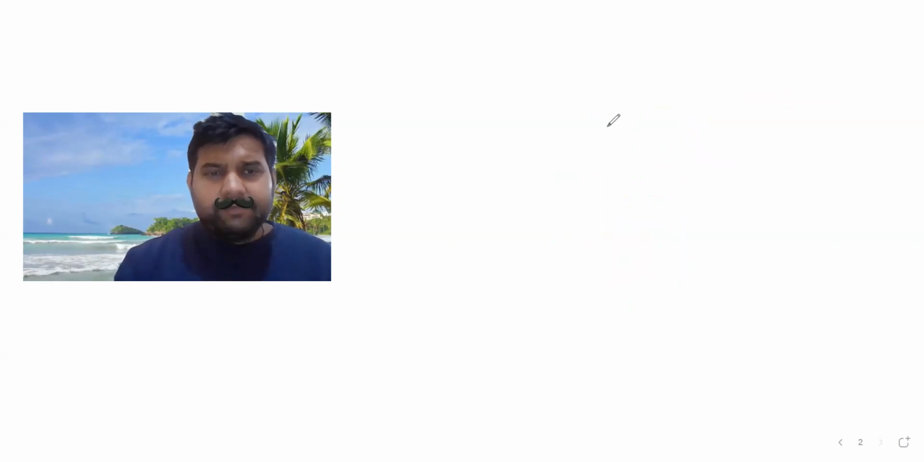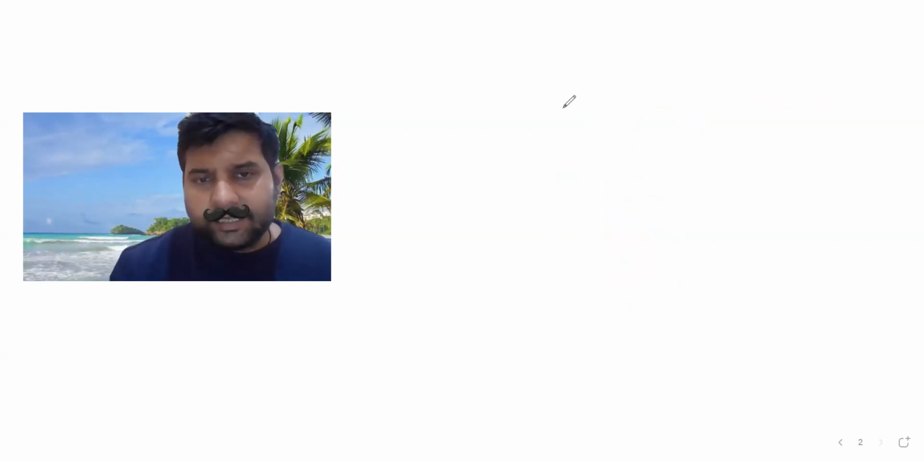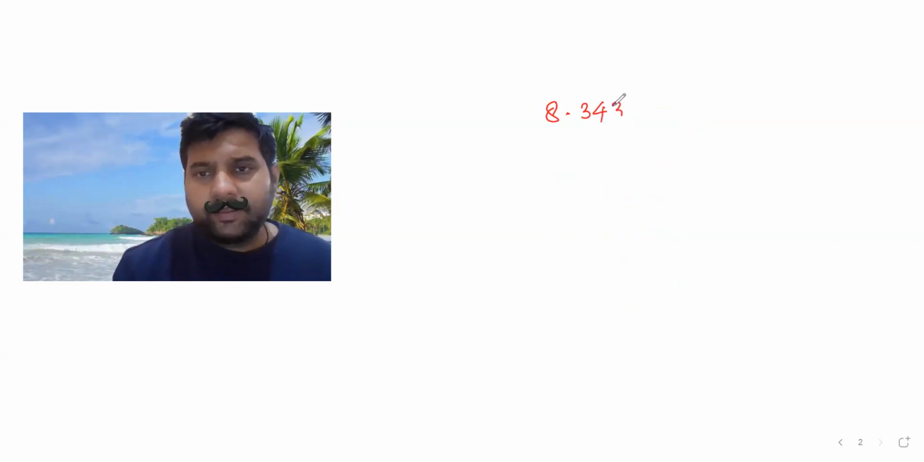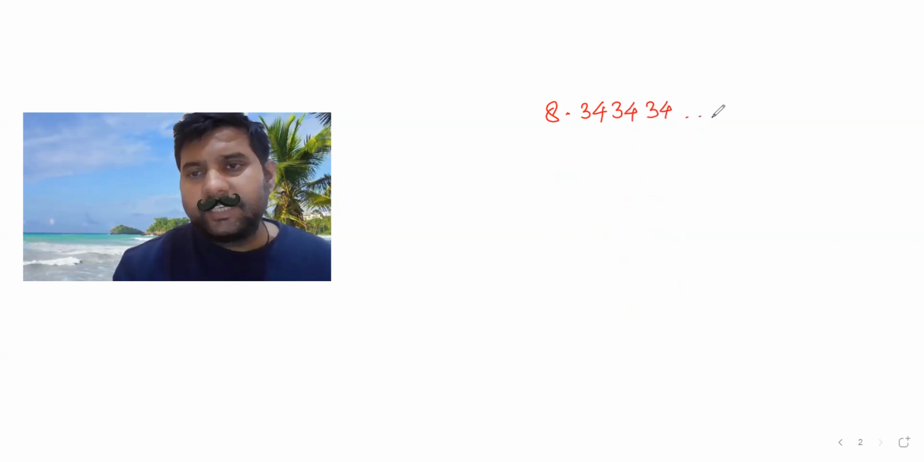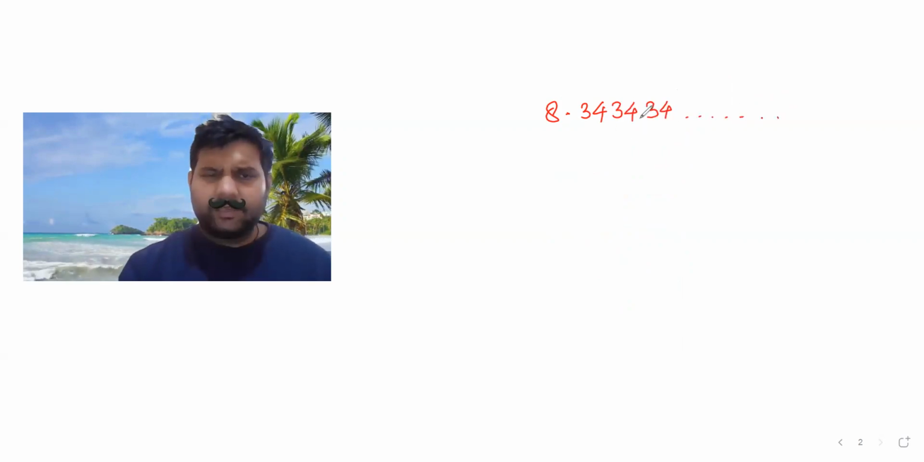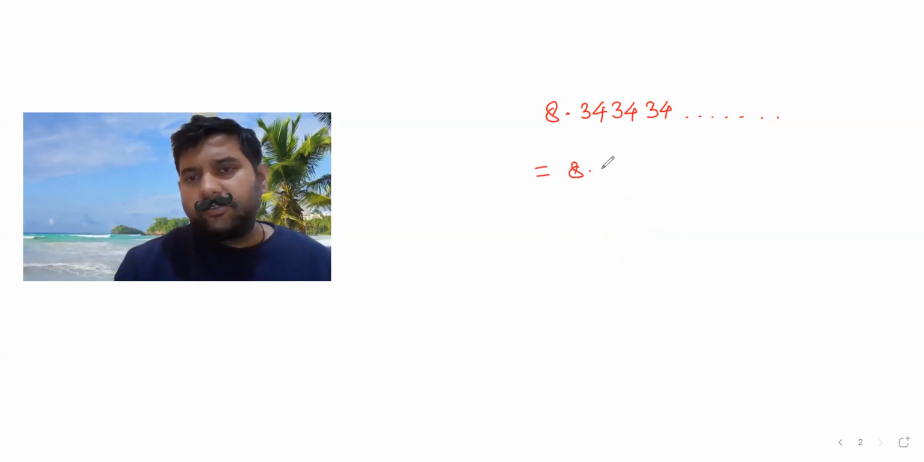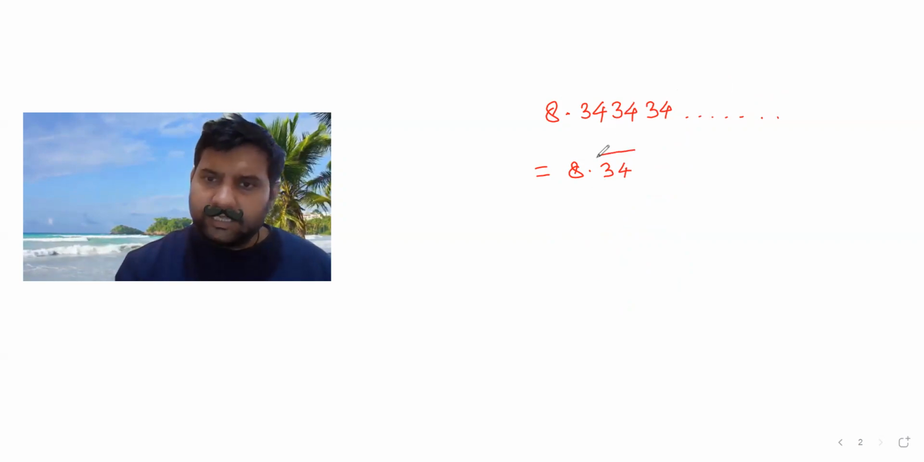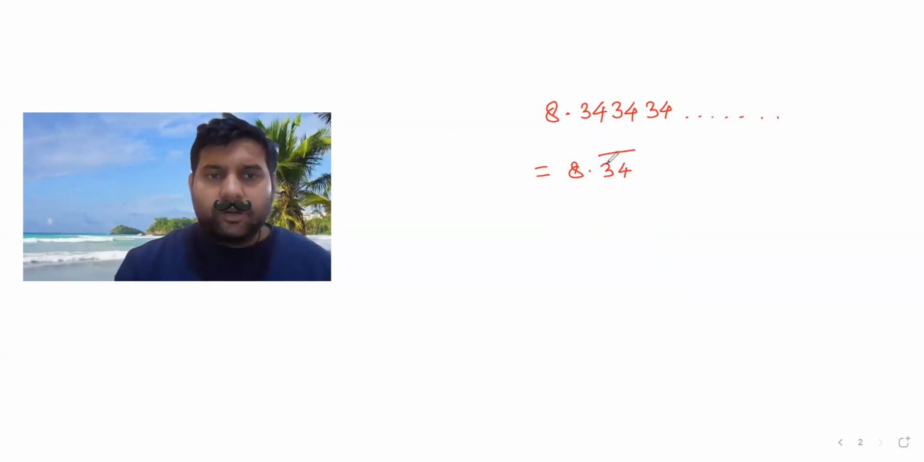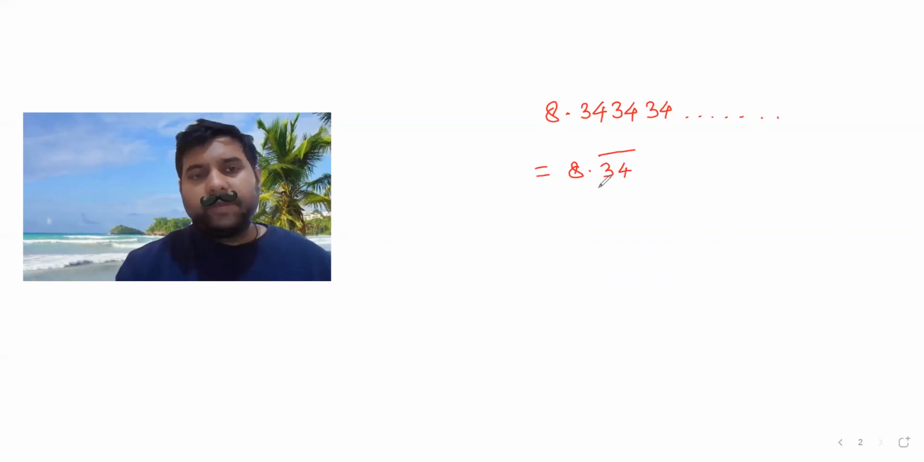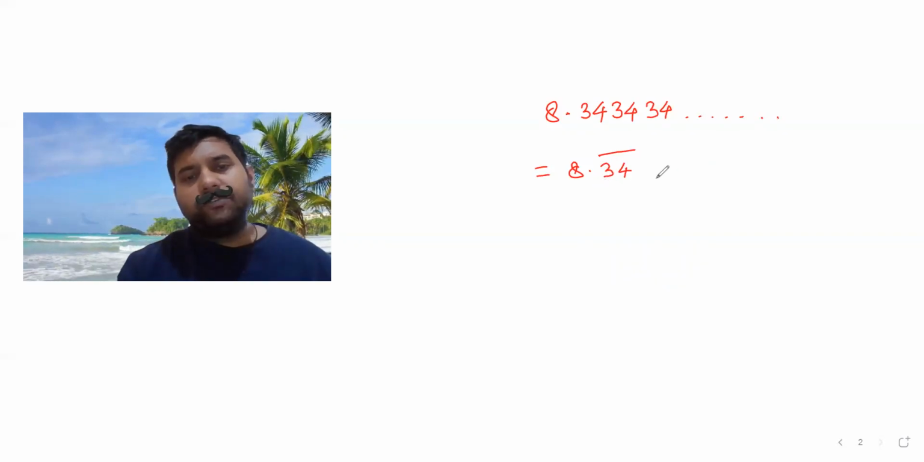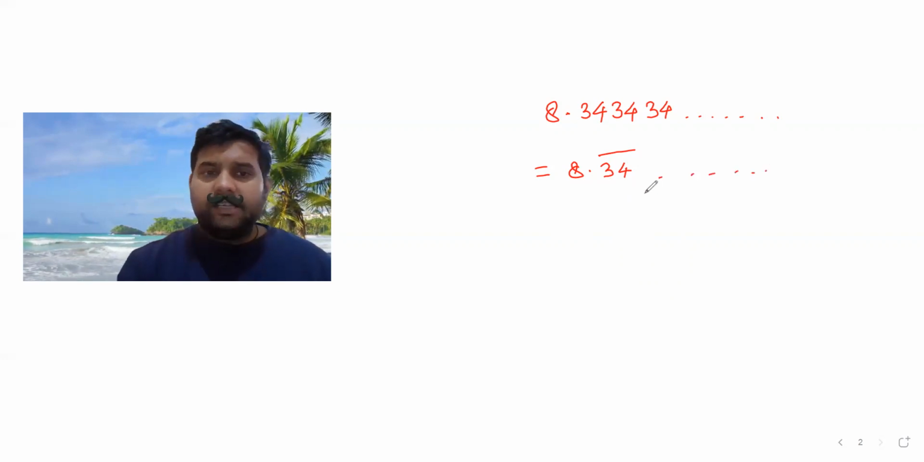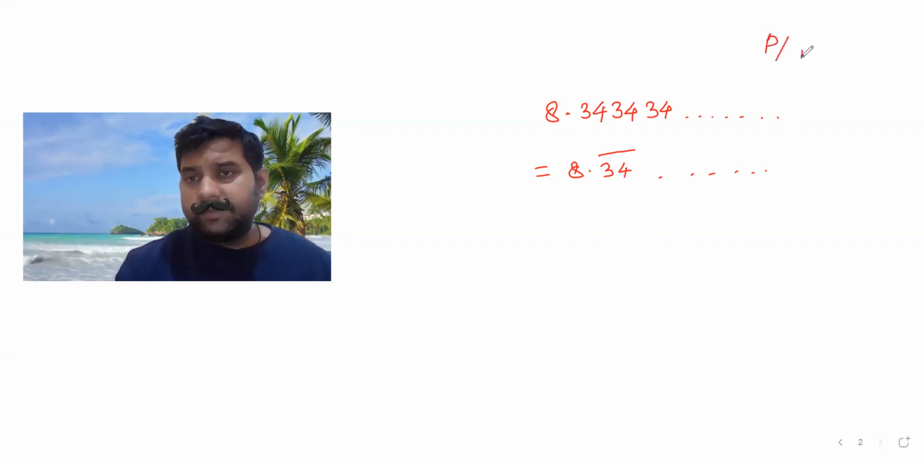Okay, let me take an example. Let's say there is a decimal 8.3434, and it recurs in this fashion, correct? We can also write it as 8.34 bar. The line is called a bar. So 8.34 bar means that 3434 will continue till infinity. Okay. Now our job is to convert this as p by q.